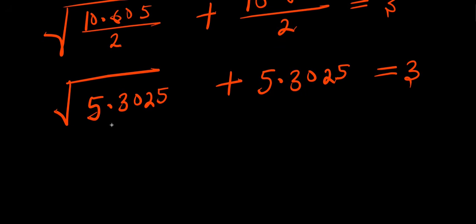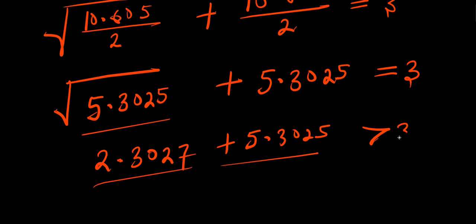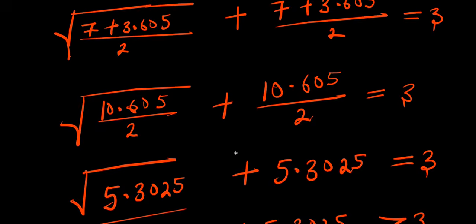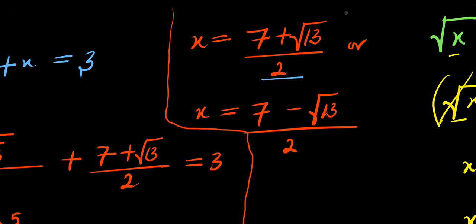Now the square root of 5.3025 will give you 2.3027, plus 5.3025. So if you add this to this, obviously it will be greater than 3. So this is not the solution. That means this particular value here is not the correct solution. Let's consider this.